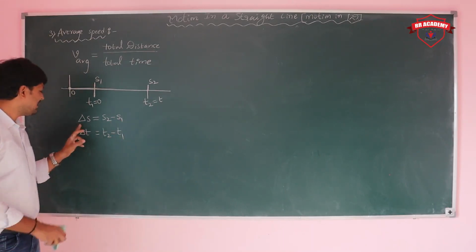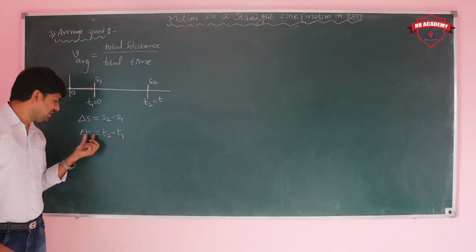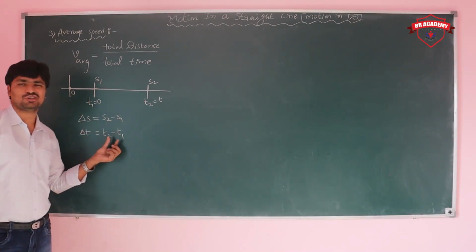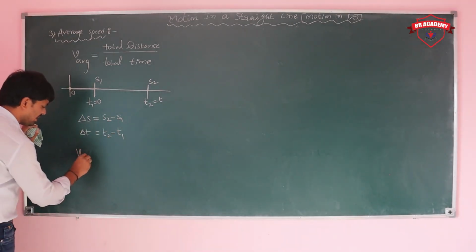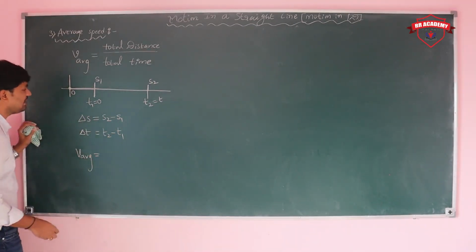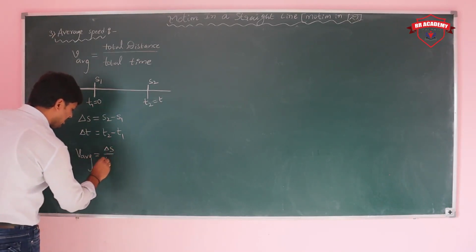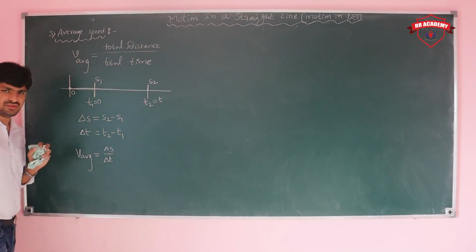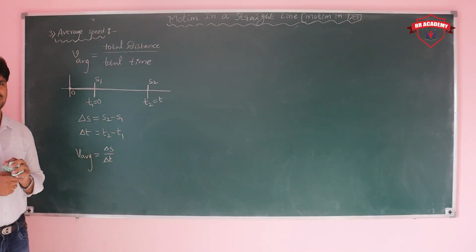Here, what does your delta S represent? Total distance. And what does delta T represent? Total time. So now V average is equal to total distance, how much? Delta S upon delta T. So this simply gives us the average speed.